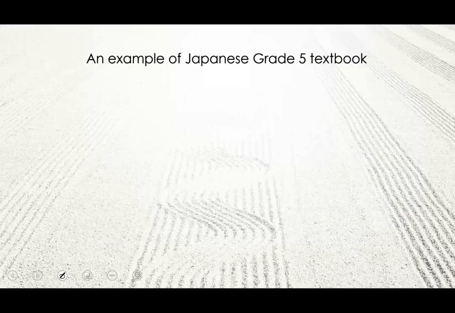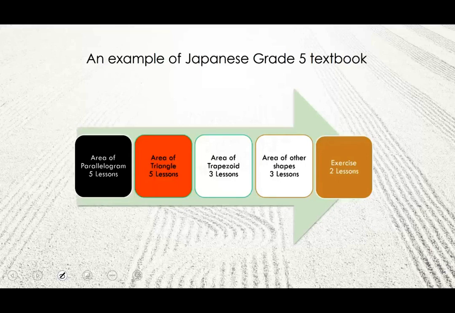So, an example from the Japanese grade 5 textbook: they talk about this. They spend 5 days, 5 lessons. Basically, each lesson is about 45 minutes.